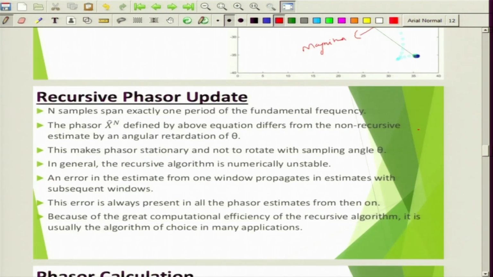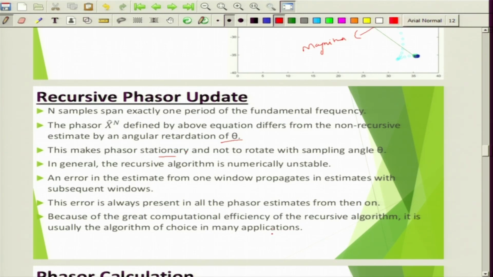So some features of the recursive phasor update: n samples span exactly one period of the fundamental frequency. The phasor x cap defined by the above equation differs from the non-recursive estimate by an angular retardation of theta. Here only the angle is being seen. Henceforth, this makes the phasor stationary, unlike in the previous case, and it does not rotate with the sampling angle theta.